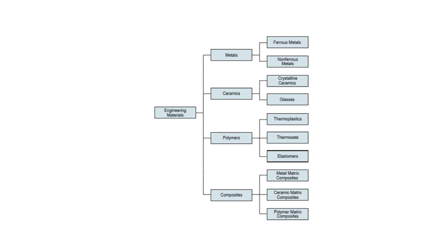Finally, composites. A composite is a material made from two or more materials with significantly different physical or chemical properties. When combined together, they produce a material with characteristics different from the individual components. A composite is composed of two individual materials which can be from the categories discussed previously: metal, ceramic, and polymer.